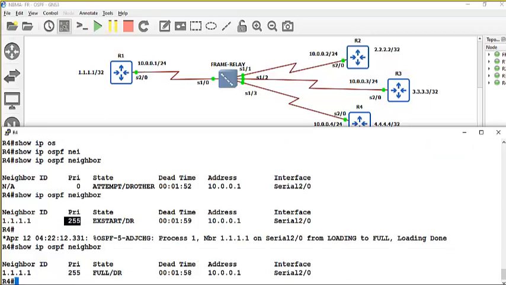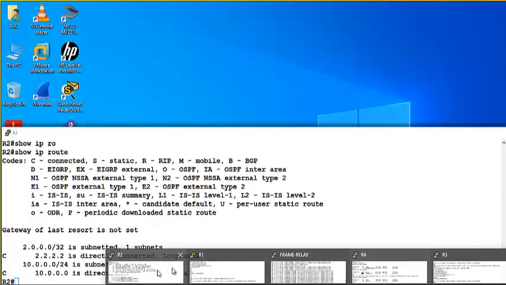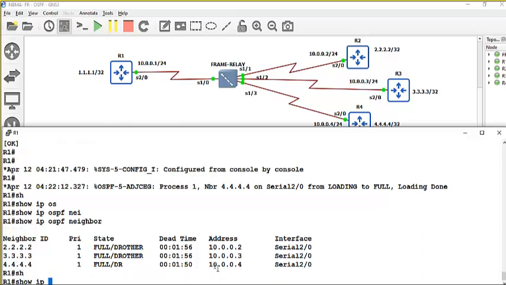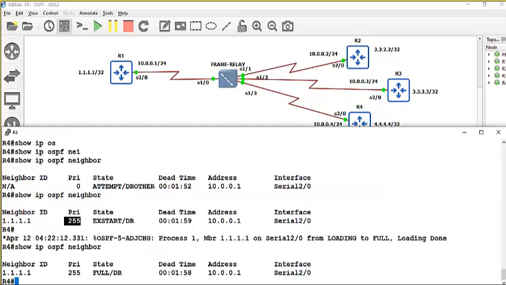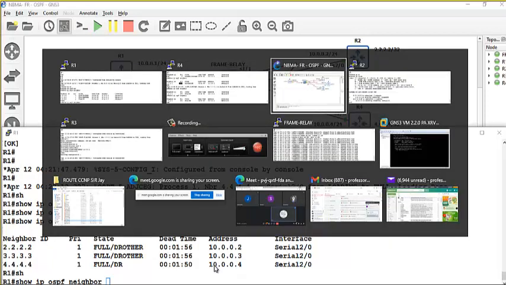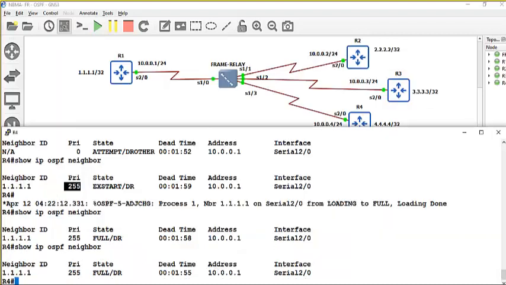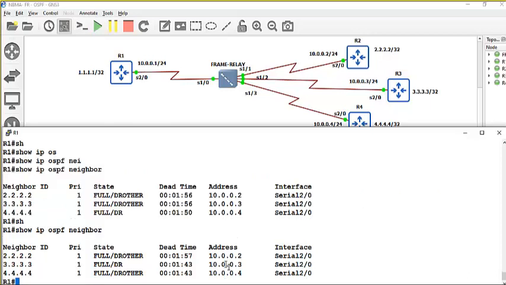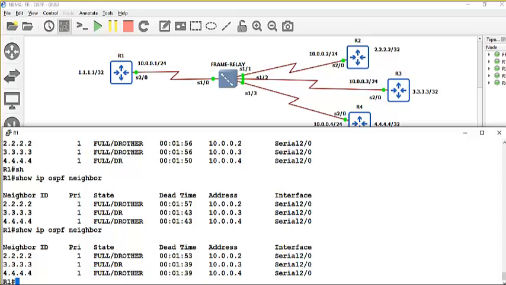Now let's go to router 1. Show IP OSPF neighbor. R4 is still shown as DR. R1 is a DR. R4 is not DR. R1 is a DR. Yeah, it changed. Why it shows R3 as a DR? I think still the configuration, the things are going on.